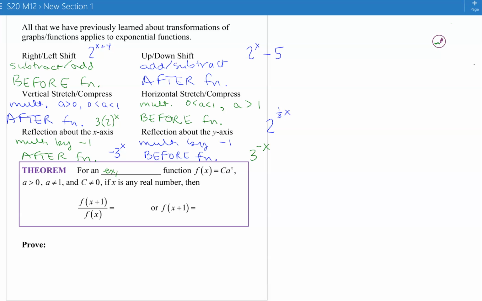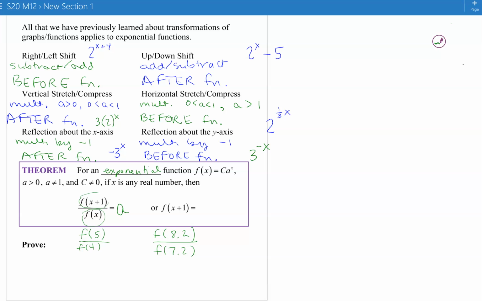Okay, so for any exponential function, it turns out that if you do f of one number and then f of the number 1 larger, so if you do f of 4 in the denominator and f of 5 in the numerator, or f of 7.2 in the denominator and f of 8.2 in the numerator, you always get a, the base. And we'll see why in a moment.